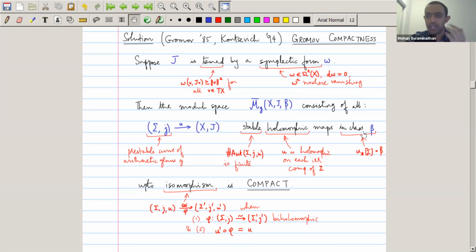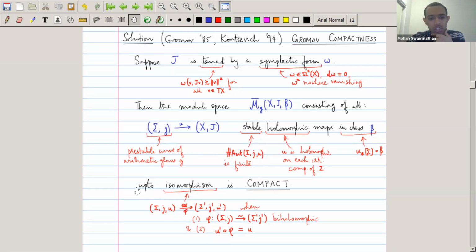It lies in class beta, again means that the total class, if you add up the push forward of the fundamental class of each irreducible component, should add up to the given class beta. And stability, this is a very important condition which was noticed by Kontsevich and missed by Gromov's original paper. This condition is required to make the moduli space Hausdorff, and it says that the automorphism group of sigma, U is actually finite. So in other words, the set of biholomorphisms of sigma which preserve the map U is actually finite.